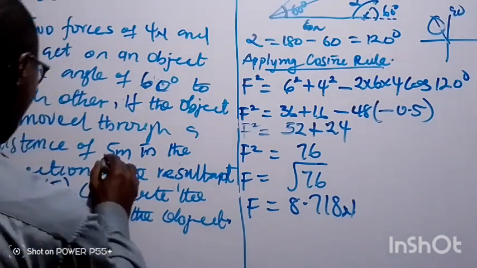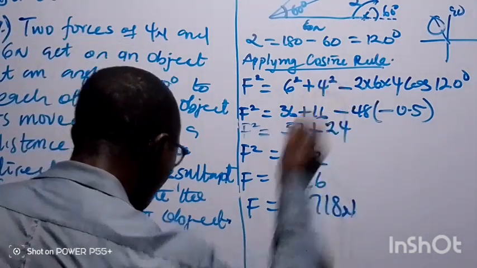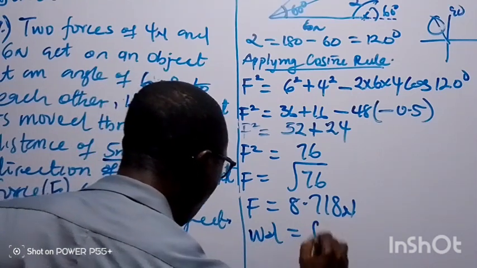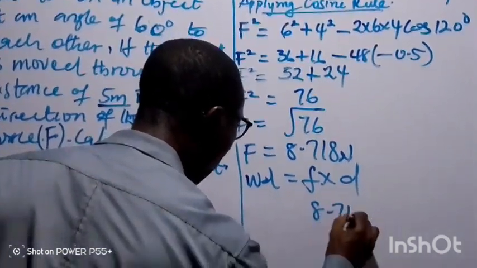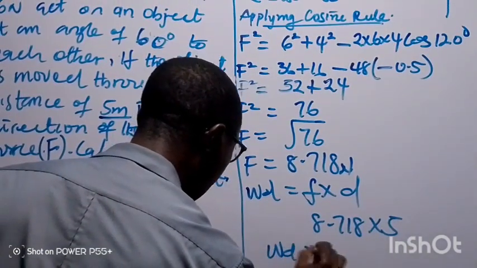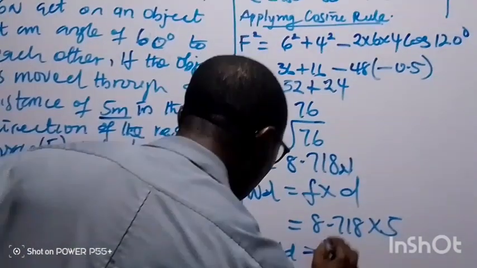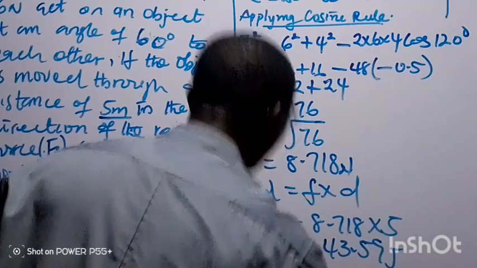Now, since we got the resultant force, and don't forget, the question says the object is moved through a distance of 5 meters. So we can now say our work done in moving the object will be equal to F multiplied by D. That's 8.718 multiplied by 5. So work done in moving the object through a distance of 5 meters will be 43.59 joule. That's the final answer.